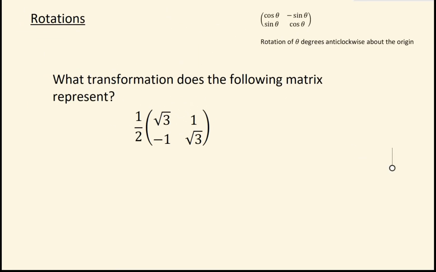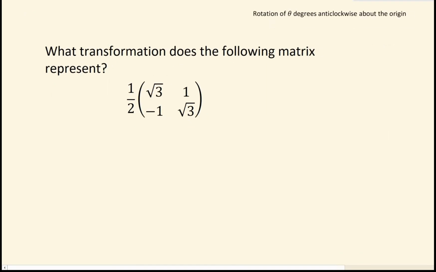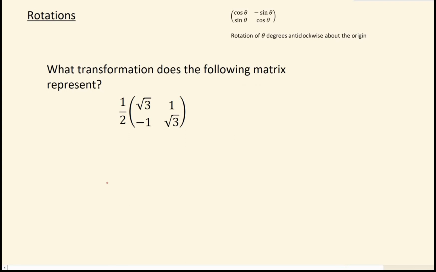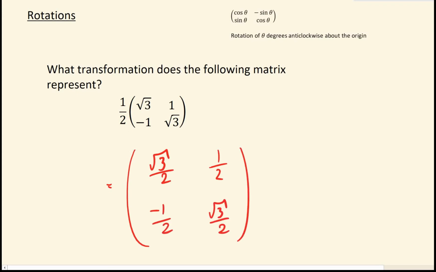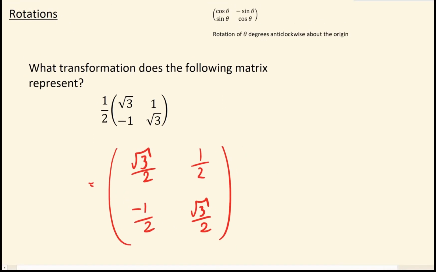So let's go for a quick example. Here I've got this matrix, and I want to say what transformation does it represent. This will just be a rotation. What will make it slightly easier to see is if I take this half into the matrix. Doing that, we've now got this matrix, which hopefully you recognise as the exact trig values for sine 30, cos 30, sine 60, cos 60, etc. So it's going to be one of those.